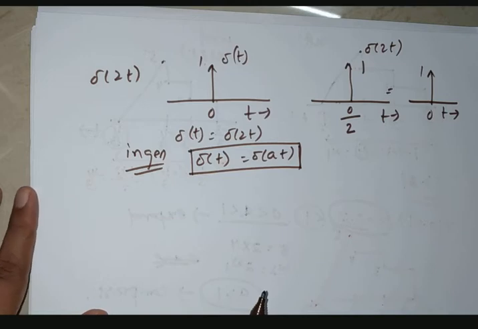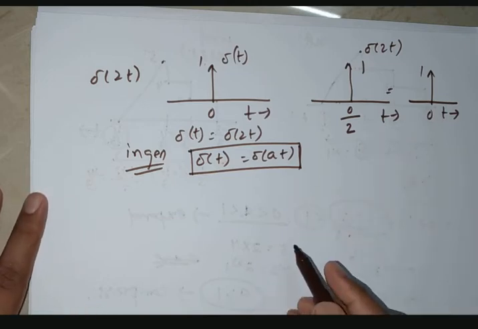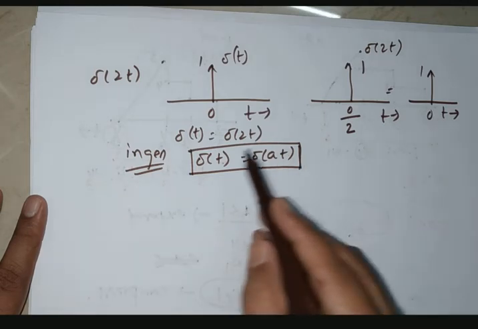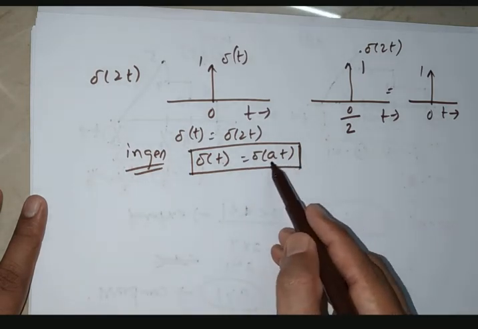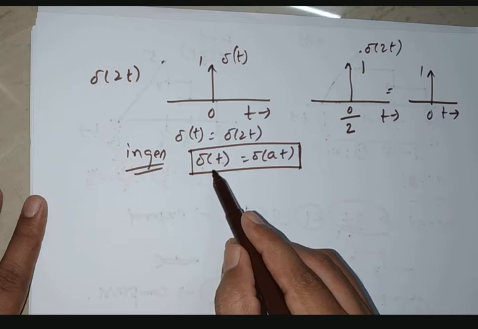Okay, clear? This is also one important property of the impulse signal. Delta of at equals delta of t, that means the scale inverse of an impulse signal always equals the impulse signal. Okay, thank you.